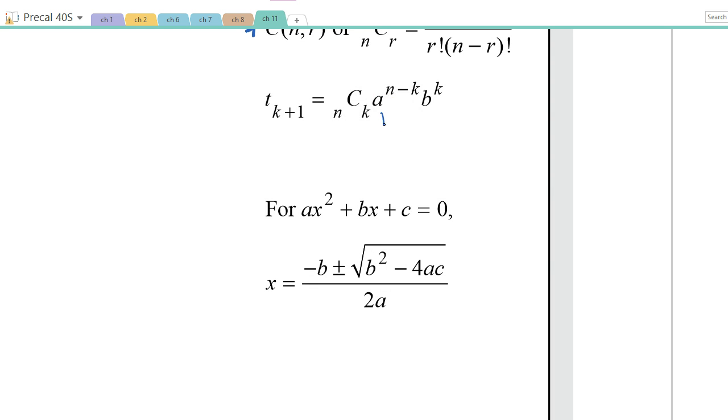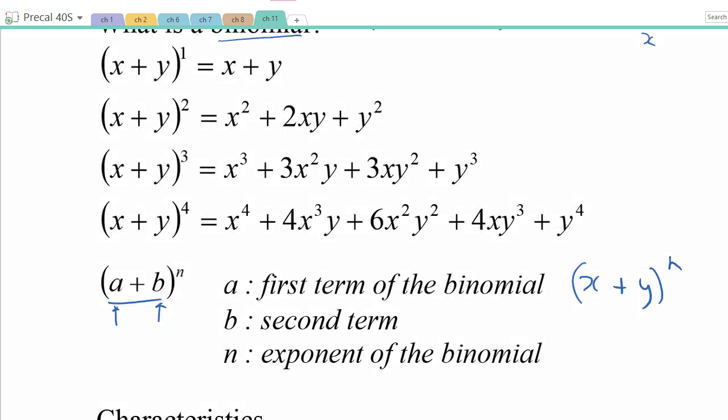This is again from the formula sheet. Look how on the formula sheet for our provincial exam, they like to use a and b as well. So hopefully you'll be able to translate between a and b on this worksheet and on the provincial exam questions, and x and y in the textbook. So that's the first term, that's the second term.